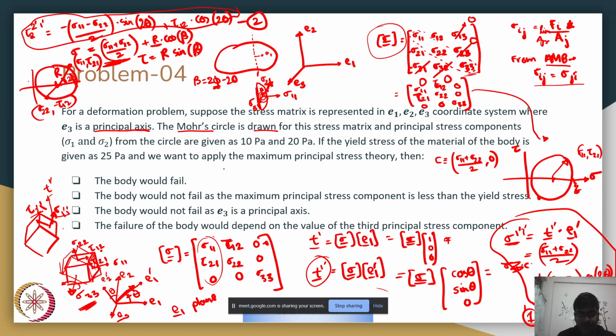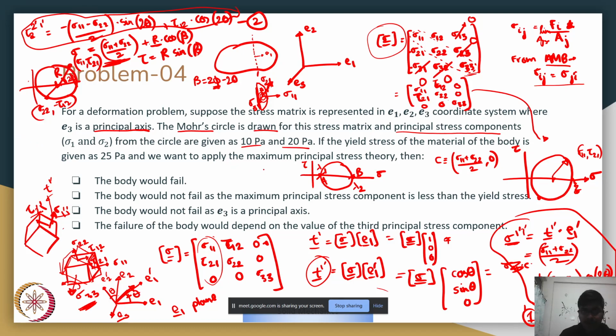And once you have your Mohr's circle, this circle will intersect the x-axis at certain points. If you look at these points of intersection, you can observe that at these points there is no shear stress. For point A and point B, you have no shear stress. I'll name them lambda 1 and lambda 2. These are essentially your principal stresses. So Mohr's circle also gives you principal stresses directly. And we are given that the principal stress components are 10 Pascal and 20 Pascal.